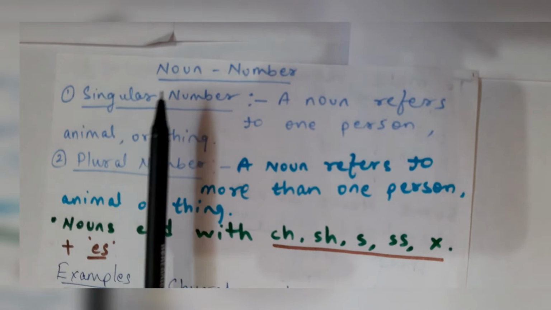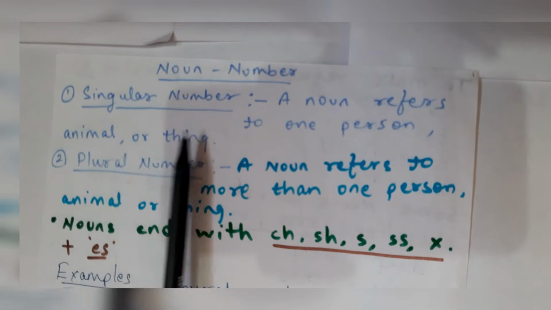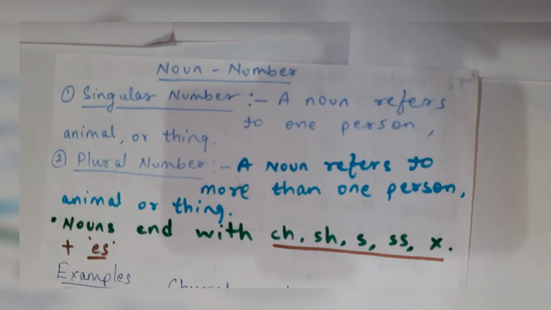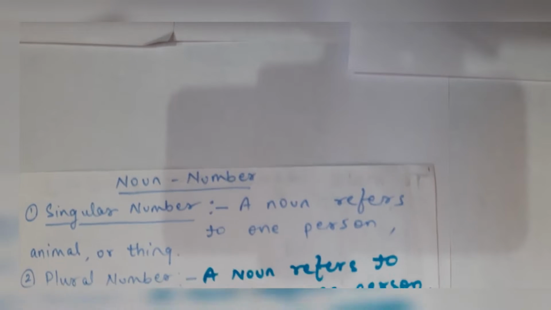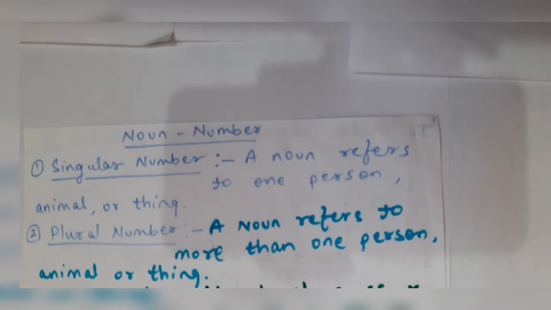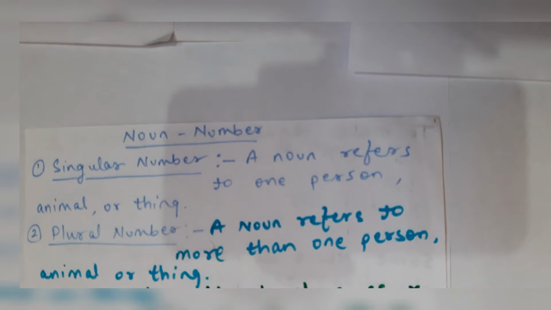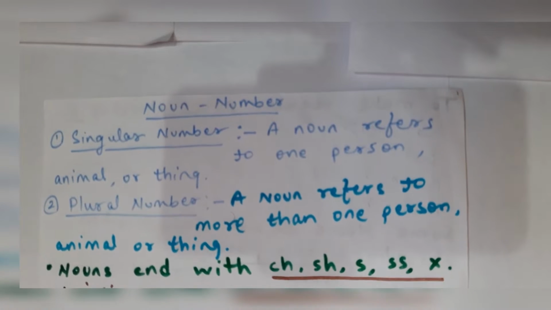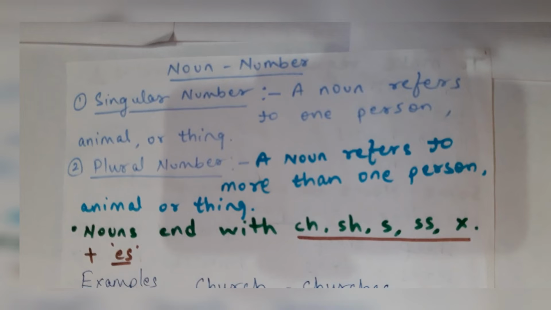Let's start today with noun number. This means a noun is singular or plural. A singular number noun refers to one person, one animal, or one thing. A plural number noun refers to more than one person, one animal, or one thing.